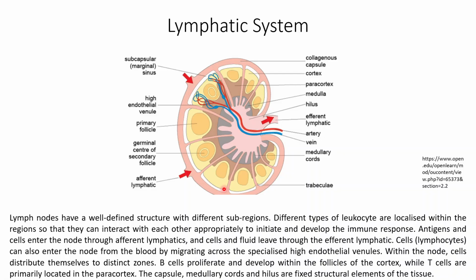Okay. So the lymph nodes are wired up to the lymphatic drainage as well as to blood, as you can see here. They have a very well-defined structure. They're also sort of kidney shaped, and they have distinct regions within them. Different types of immune cells are localized within these different regions, and the regions are cleverly maintained in such a way that there are areas where they can interact with each other.